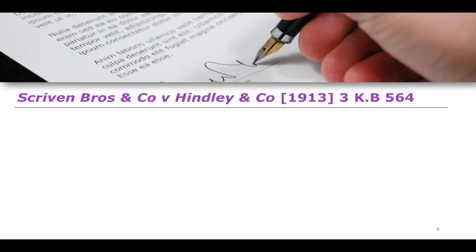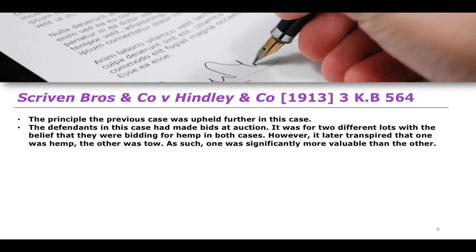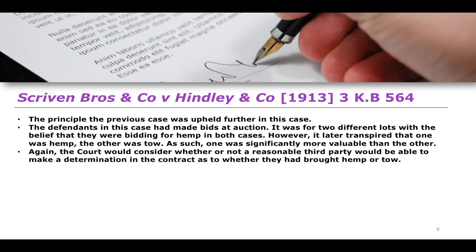Another case is the case of Scriven Brothers and Co. versus Hindley and Co. from 1913. This principle that was established in the previous case relating to the ship was upheld in this case. The defendants in this case had made bids at an auction for two different lots, with the belief that they were bidding for hemp in both cases. However, it later transpired that one was hemp and the other was tow. As such, one was significantly more valuable than the other.